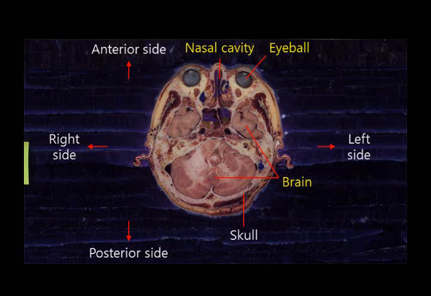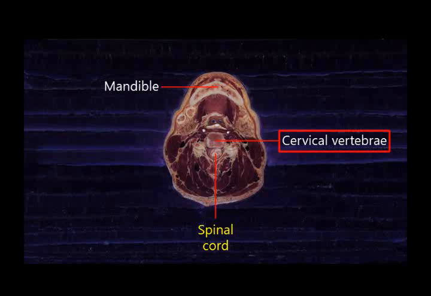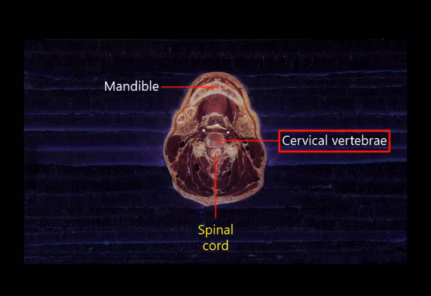In the muscular system chapter, we will show you not only the muscles, but also the bones where muscles are attached. This is the skull, which contains the brain. This is the cervical vertebra, which contains the spinal cord. On the front of it, there is the mandible. The mandible is the only bone which can be moved from the skull.